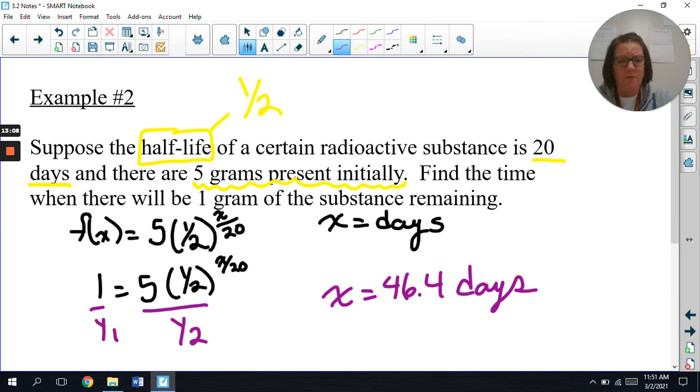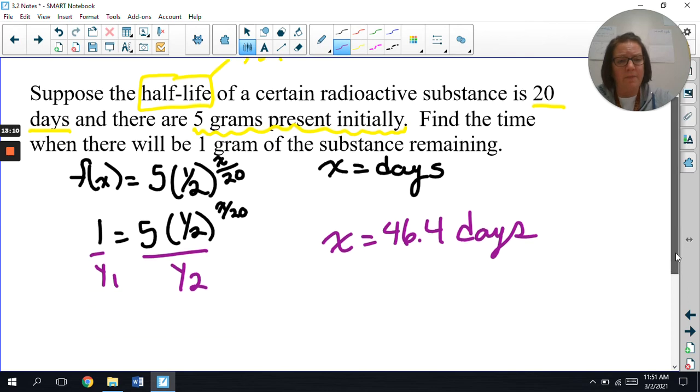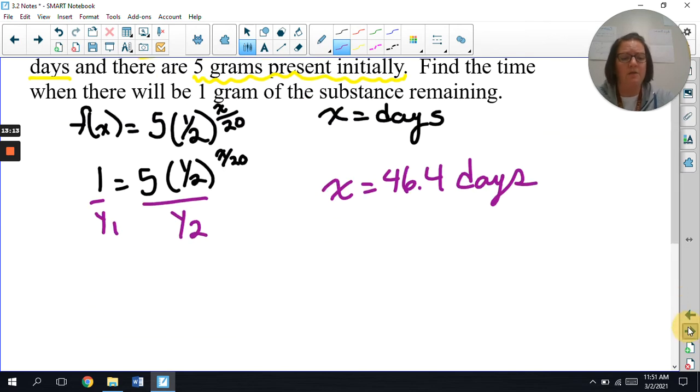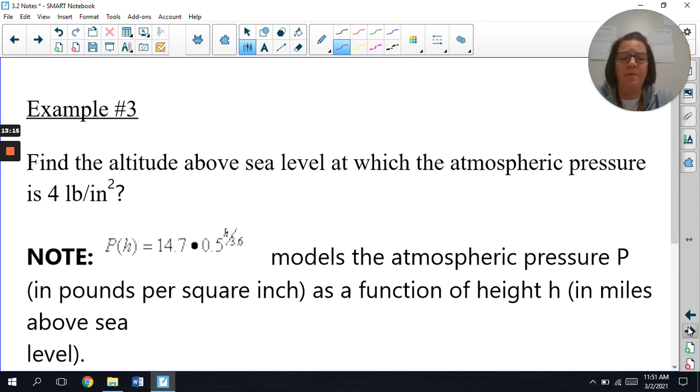Okay, the next one is pretty simple. It's giving you the formula. Again, just be aware of your units. It says in miles above sea level. So you have your 4, which will be put into here, and then you're going to solve for h, which is right there.